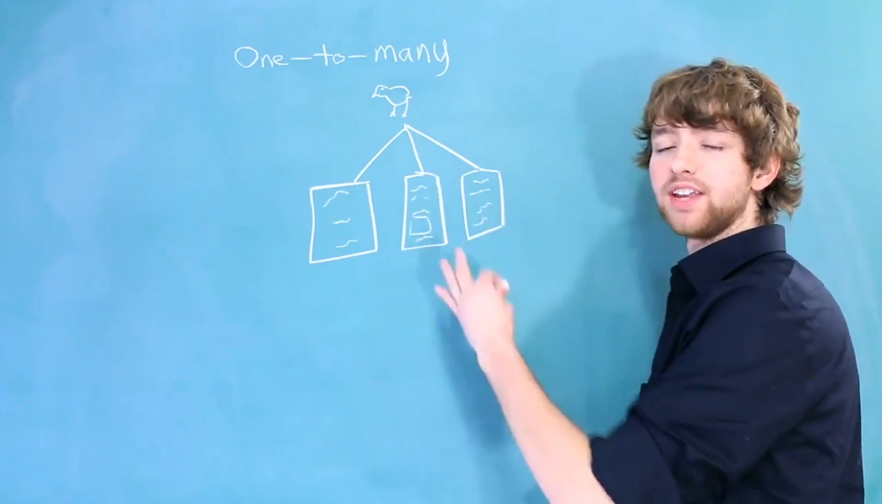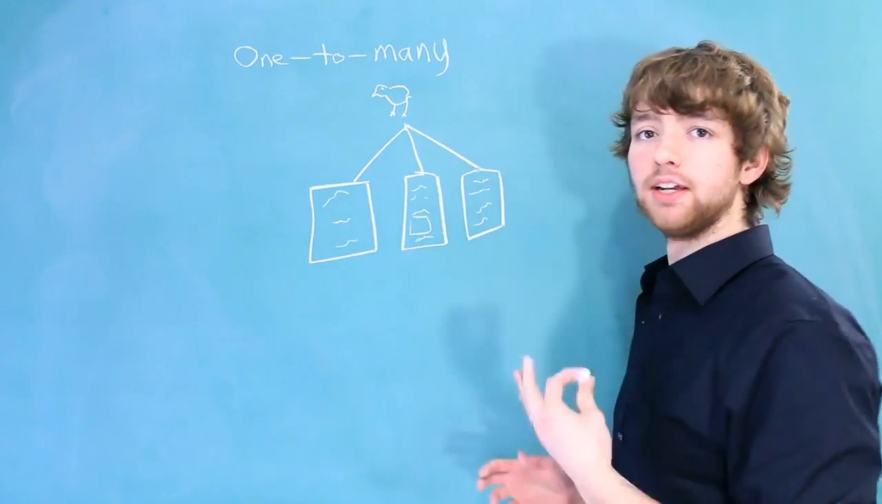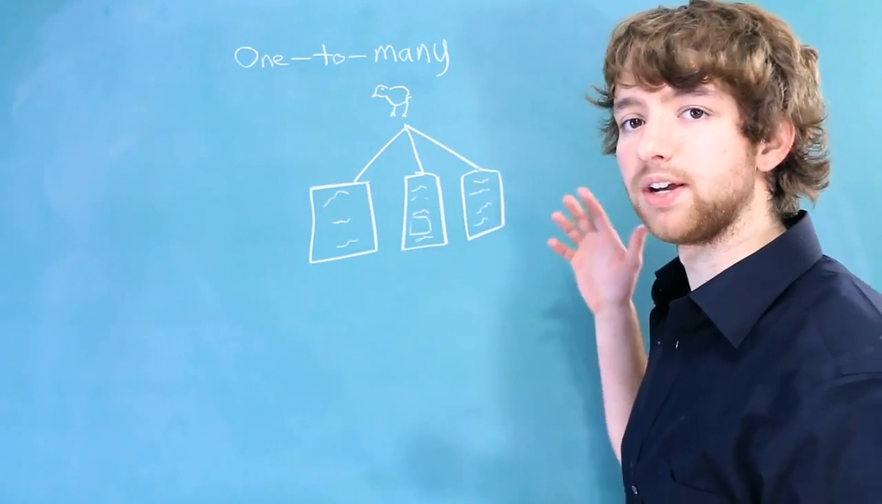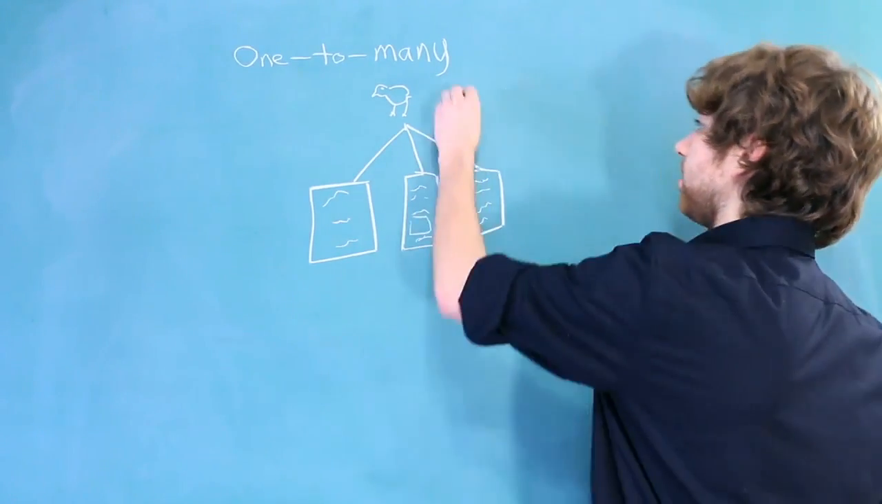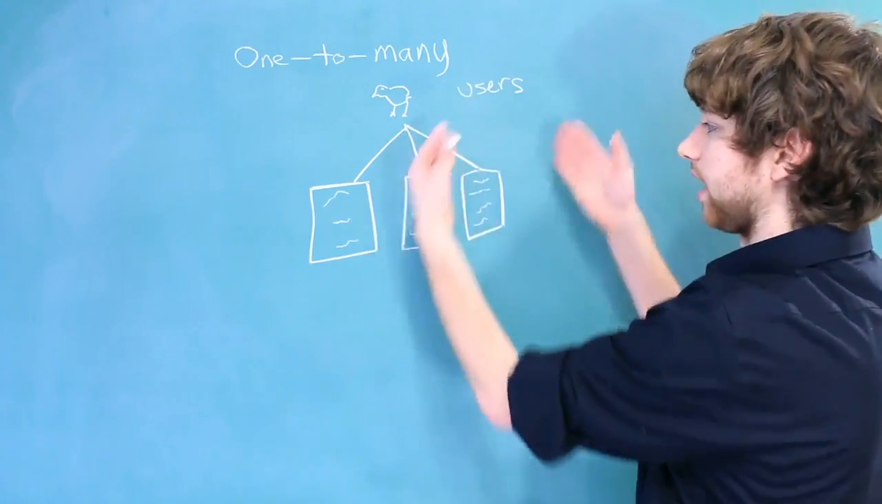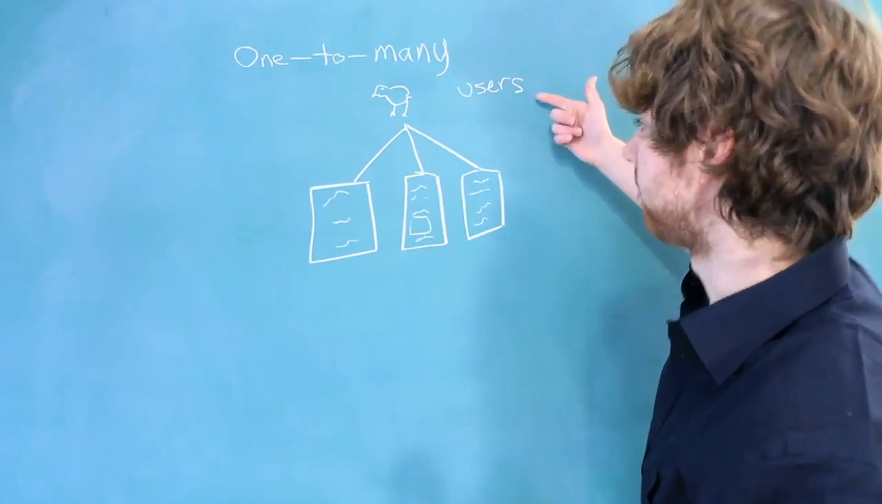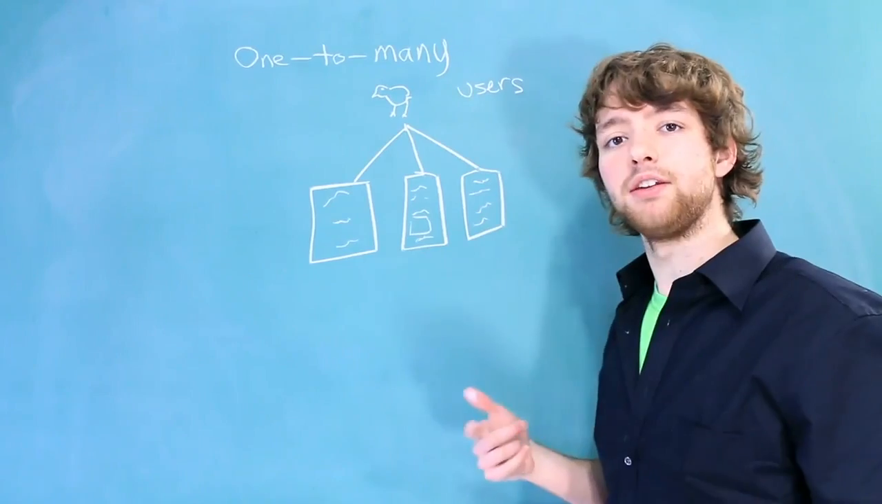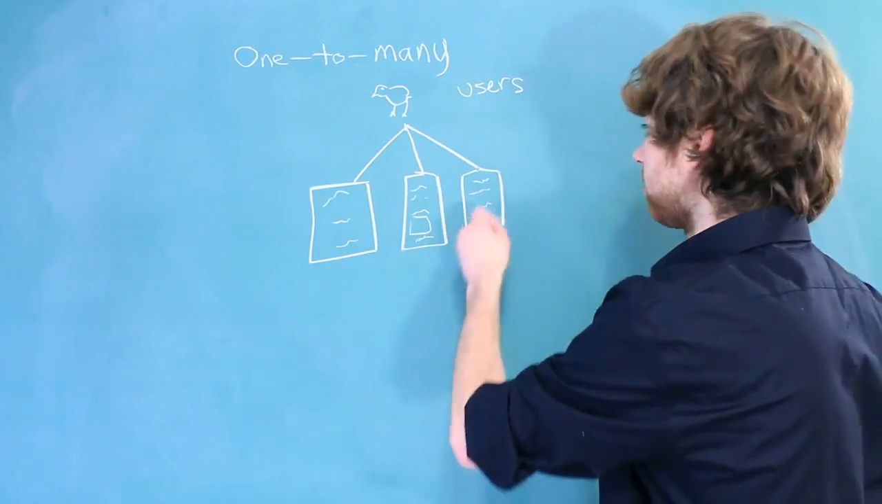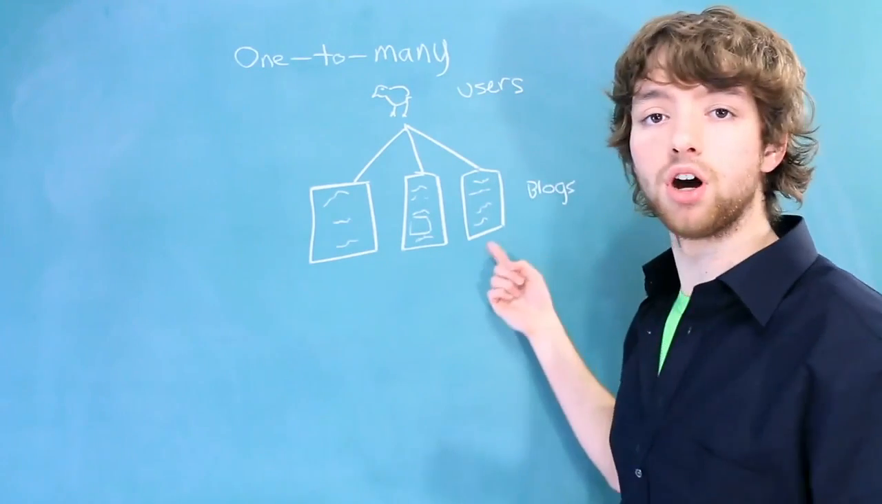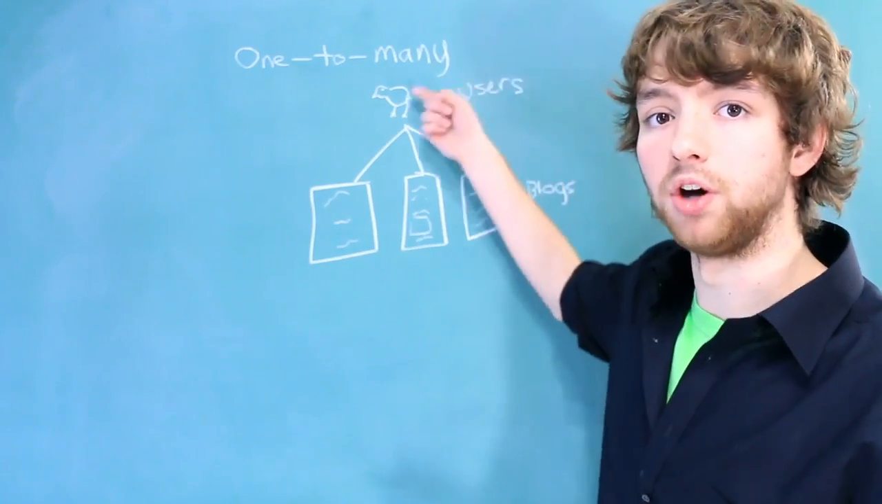This is the perfect example of a one-to-many relationship. The reason this is a one-to-many relationship is because if you take one of these, let's say users, and then you compare that to these, you would say, one user can have many blogs, but then you take one of these and compare it to this. So you say, one blog can be owned by only one user.